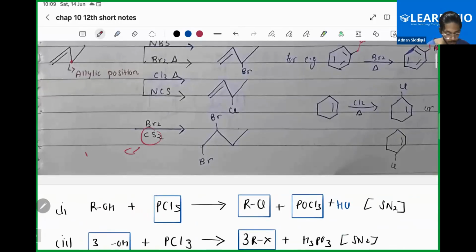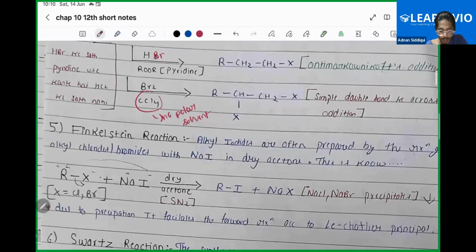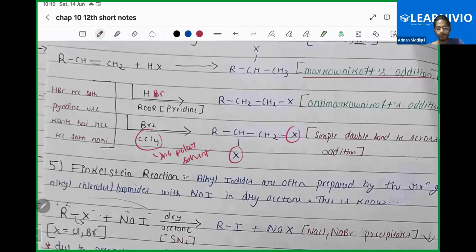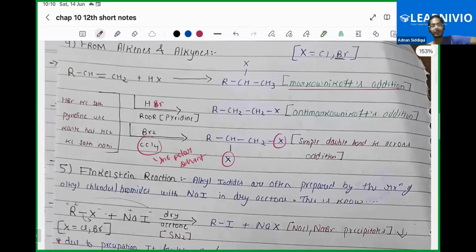CS2 was also a non-polar solvent. So similar to the previous case, we will add our halogen across the double bond, right? Simple double bond across addition.